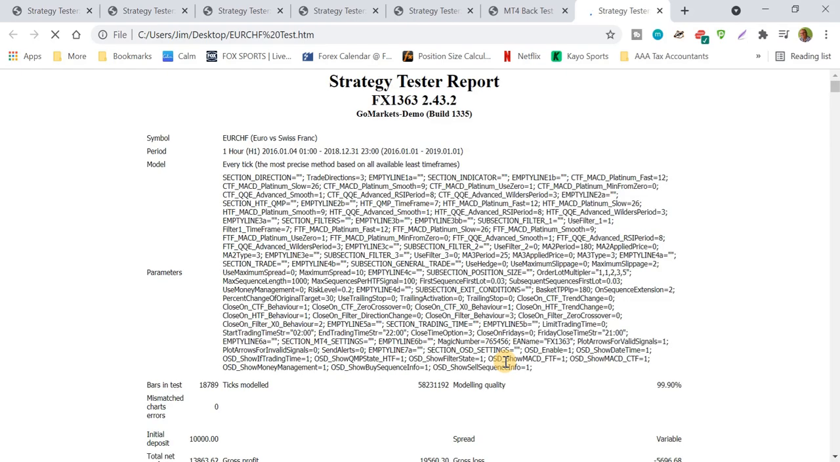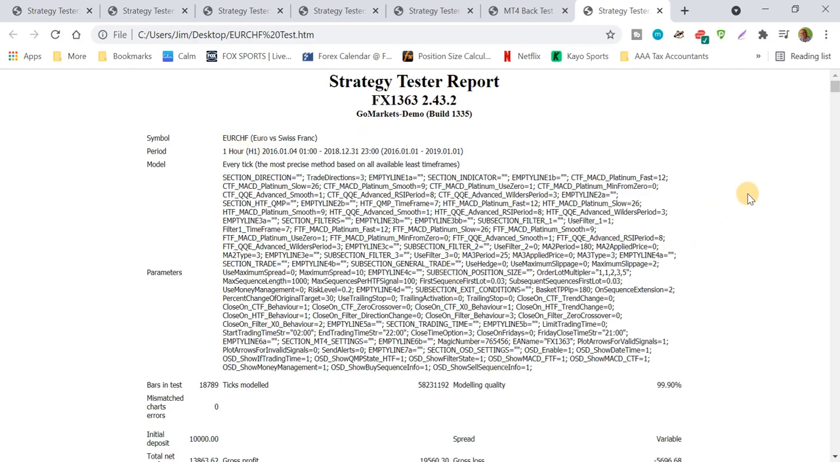Now what it's going to do is going to do two things. First thing it's going to do is open a web page, and it's going to have your report here.